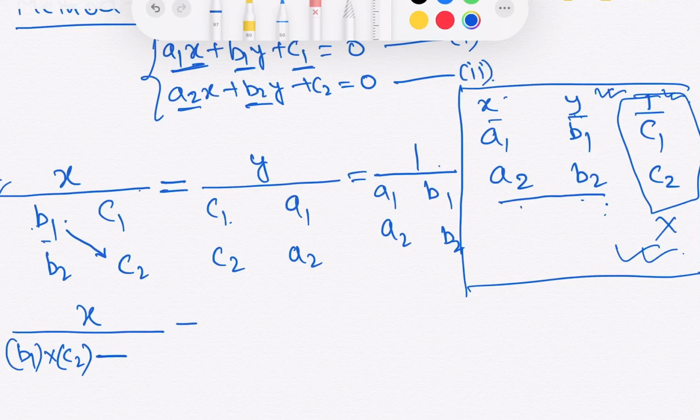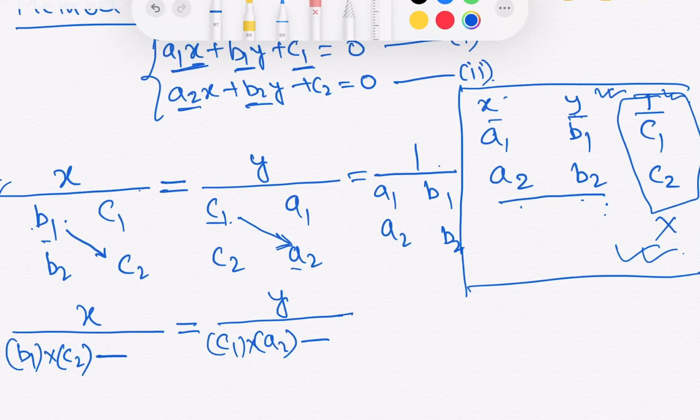Now similarly for y you write here y, then this one, the downward, corner to corner, first corner to fourth corner you draw a downward arrow. This means c1 is multiplied with a2. So now c1 is multiplied with a2. Then you draw a negative sign here. This is the rule, you must write this negative sign here, and now after that you write the constant part.